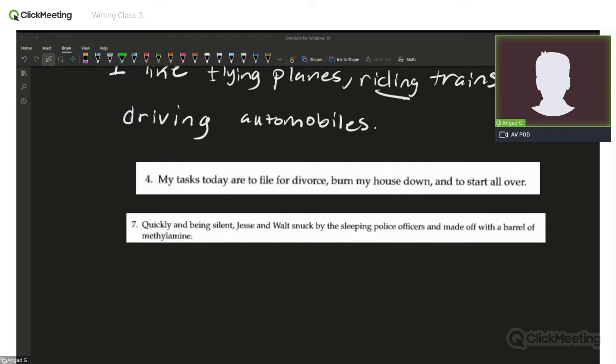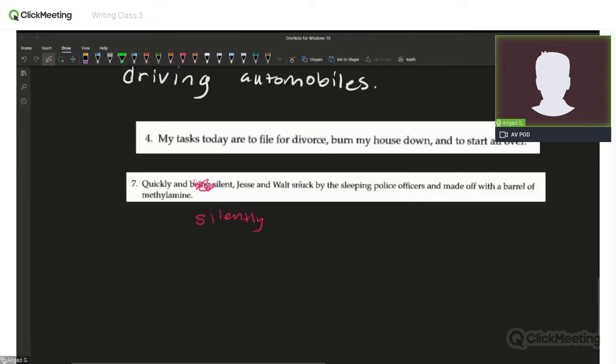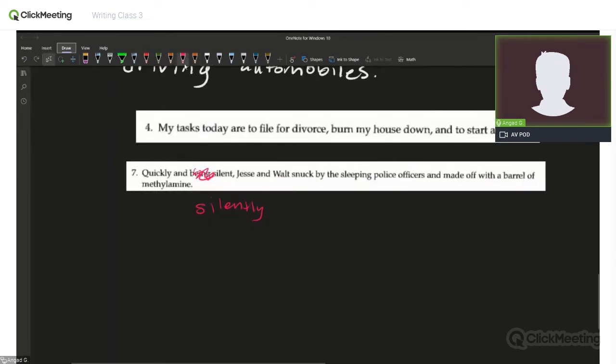All right, so yeah, okay. You guys fixed that at the end. It's not "silent," it's "silently." Since this is "quickly," we have to get rid of the "being" and have this as "silently." You can't say "quickly" and "silent," right? It has to be consistent and parallel, so it's "silently." All right, seems like you guys got that. Any questions on parallelism?